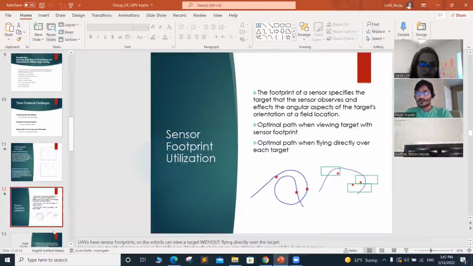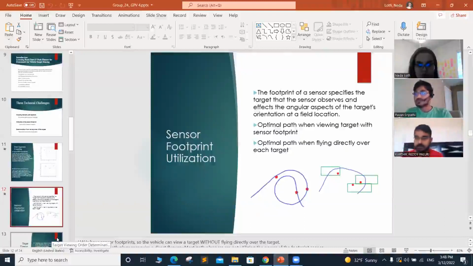If you look at the two highlighted figures for the sensor footprint, the first diagram shows flying directly over each target. In it, the red dots are the targets and the blue dots are the optimal path. The second diagram shows the sensor footprint used to view the targets. The green boxes highlighted in the second diagram give the sensor footprint. However, the path is much shorter when the sensor footprints are used to view the targets.